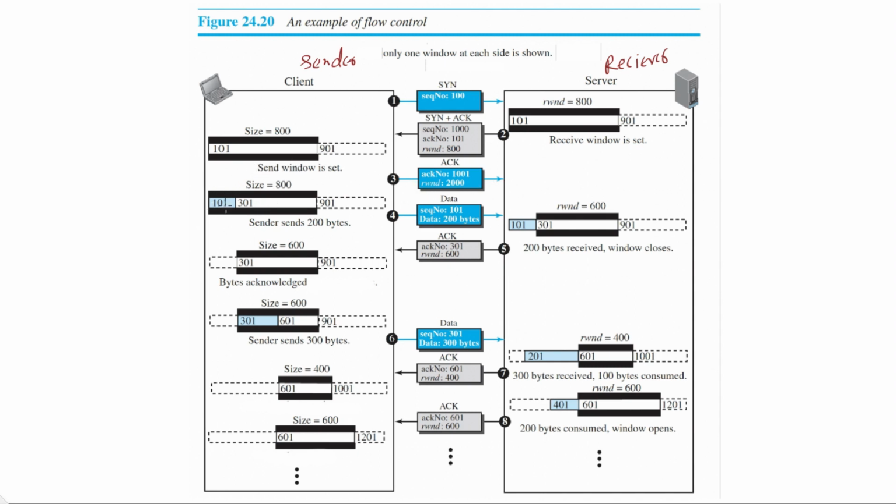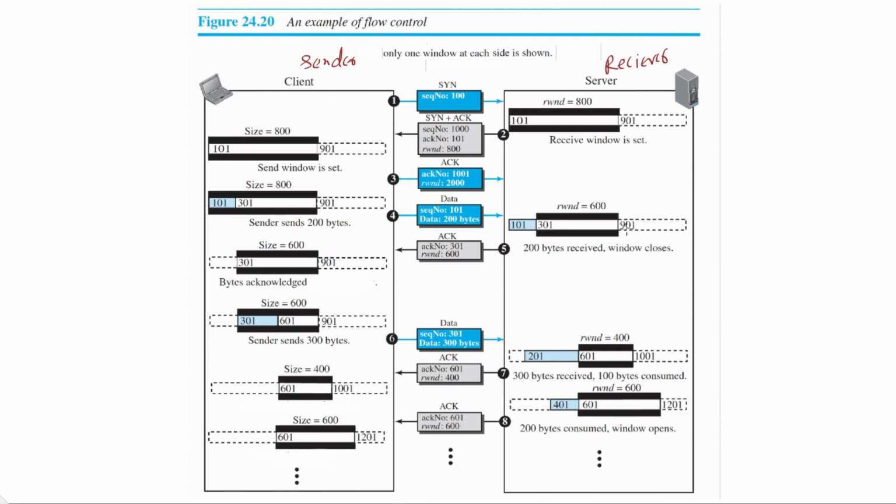Now here, if you notice, the window size is 800, but I may not have 800 bytes currently. Let's suppose I just have 200 bytes or 100 bytes. This bluish area tells me how many bytes I currently have. Although the send window size is 800, I do not have 800 bytes to send. So suppose I have only 100 bytes to send. I will send the 100 bytes and say the sequence number is 101, because the first byte sequence number is 101. So I will send that.